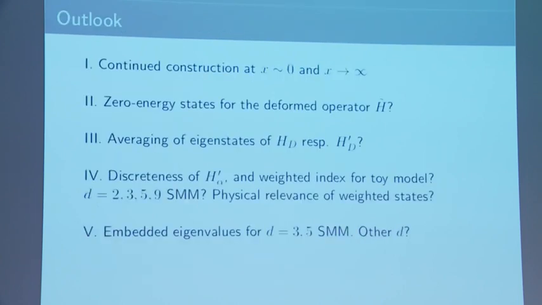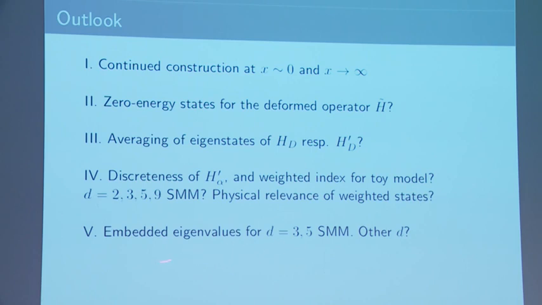Then there's just this final slide. As I mentioned, one can continue to construct the ground state to higher orders around the origin, and study this deformed operator. There's also the question of averaging of eigenstates. What I have not proceeded with yet is this approach to compute the weighted index for the toy model and in the matrix models. That would be interesting as well.